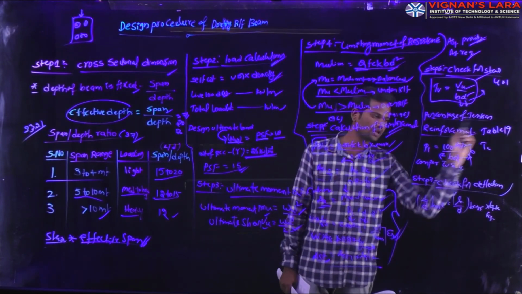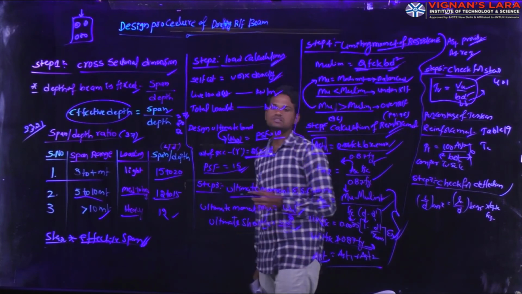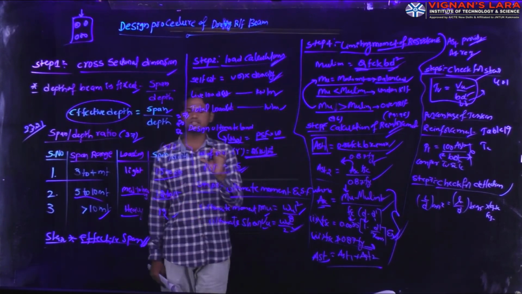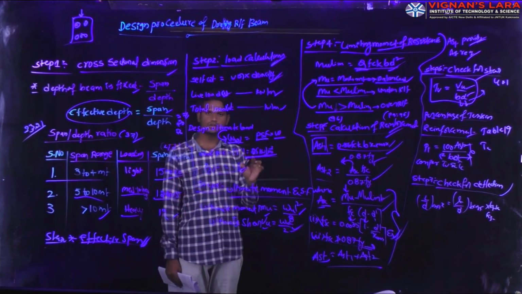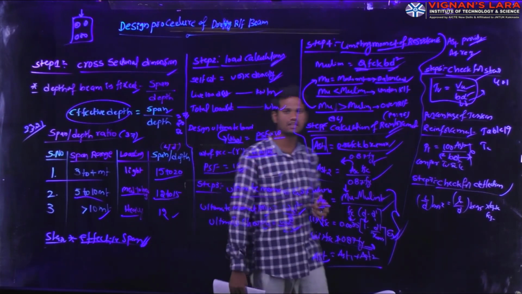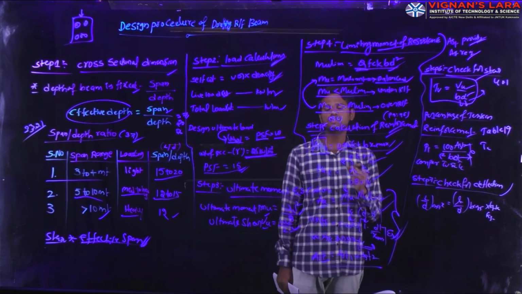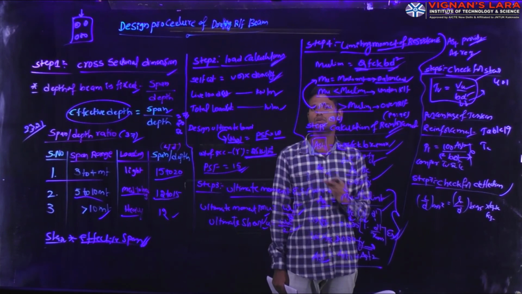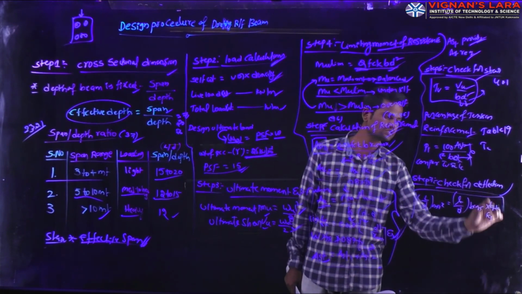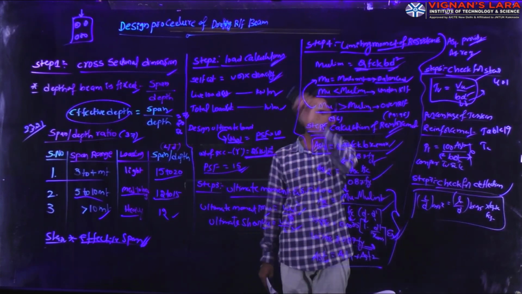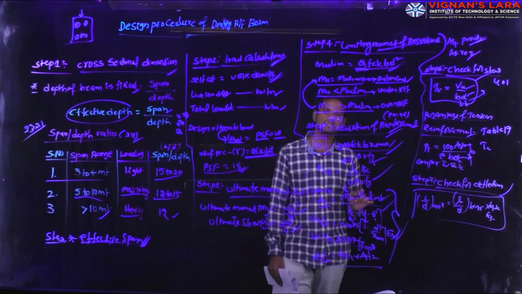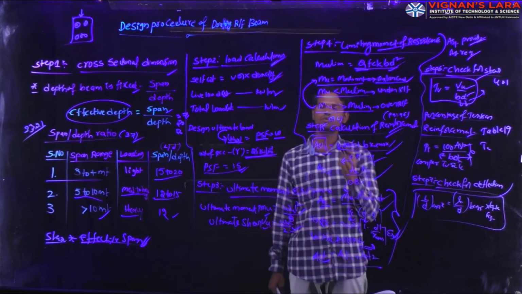Next and most important step is the check for deflection control. After designing the beam and providing all these details, we have to calculate whether the beam deflection is within the permissible limit or not. That is very, very important. If this final step fails, your entire design procedure is not considered for the design of the beam. That means you have to redesign the beam.